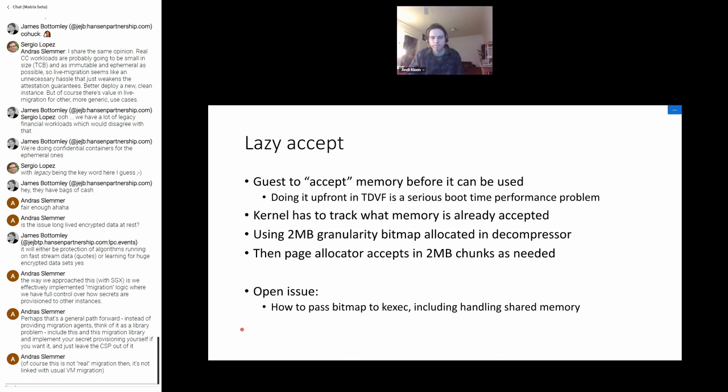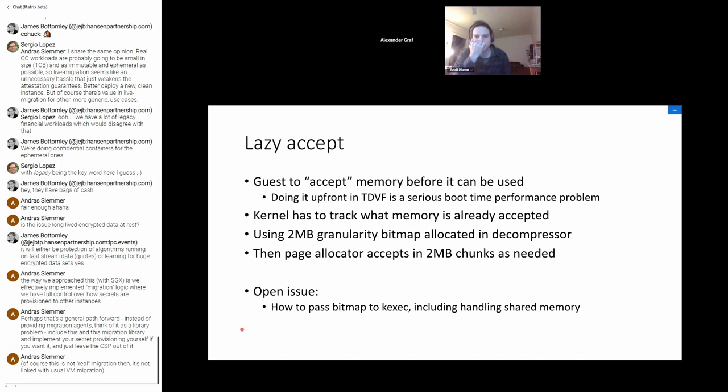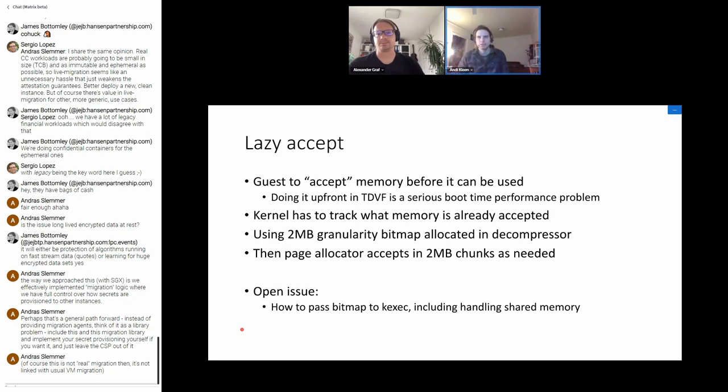Do we know how many 4K pages are usually unaccepted, or how many pages are not 2M aligned? Do you mean how many are shared? We need to hand that over somehow, right? So that information is important.